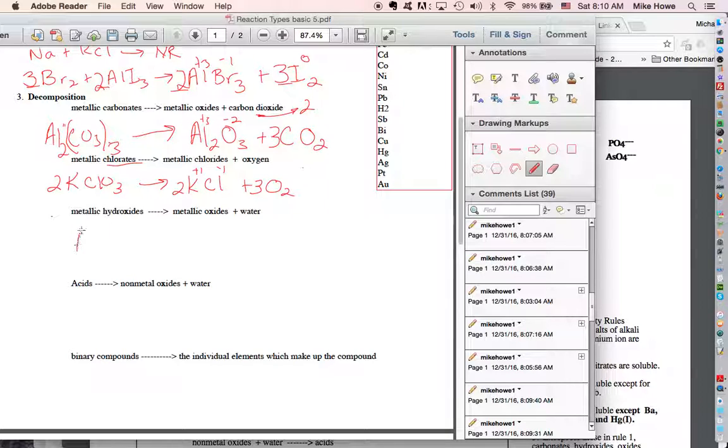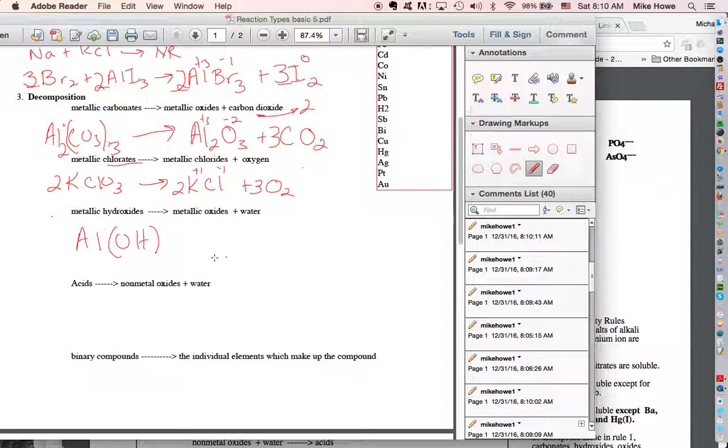Okay, metallic hydroxide, we'll put aluminum hydroxide, and put parentheses here, and we got a metallic oxide and water. So let's see, put a 3 there, yields. A metallic oxide would be Al and O.